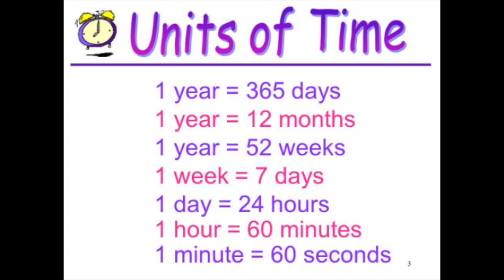Now let's review everything we've learned about units of time. In 1 minute, there are 60 seconds. In 1 hour, there are 60 minutes. In 1 day, there are 24 hours. In 1 week, there are 7 days. In 1 year, there are 52 weeks. In 1 year, there are 12 months. And in 1 year, there are 365 days.